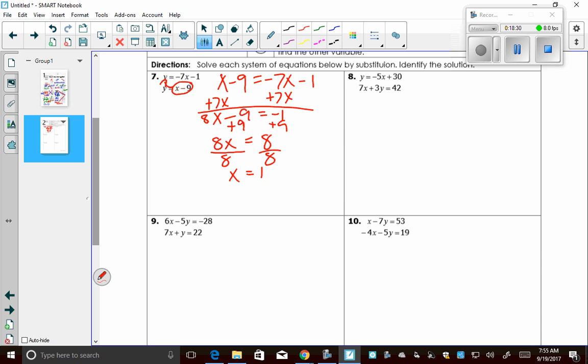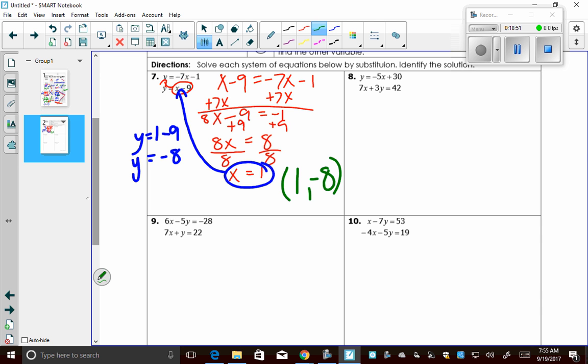Once you get x is equal to 1, you're going to take it and plug it into x. So I'm going to get y is equal to 1 minus 9. Therefore, y is equal to negative 8. So your final answer is going to look like this. It's going to be an ordered pair, 1, comma, negative 8. And that's how you solve by substitution.